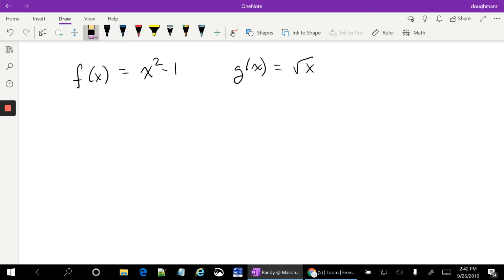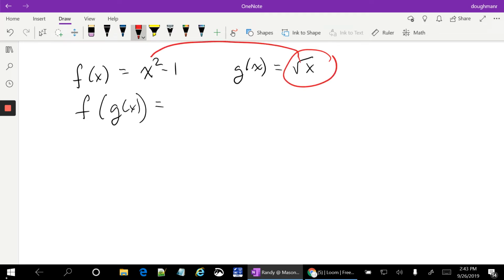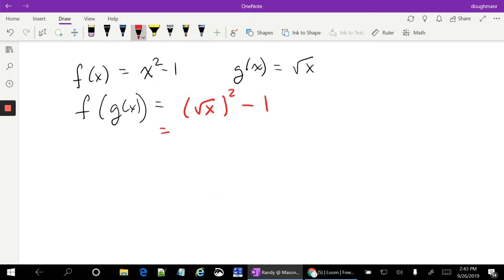Well, the big jump here is going to be, what if I said f of g of x? Well, what I do is I look at the x and I substitute it with whatever g of x is. So I'm going to put the square root of x in for that x. So this becomes, and I just put parentheses where the x is and drop the square root of x in there, minus 1. And now I can do some math. And this is now x minus 1.